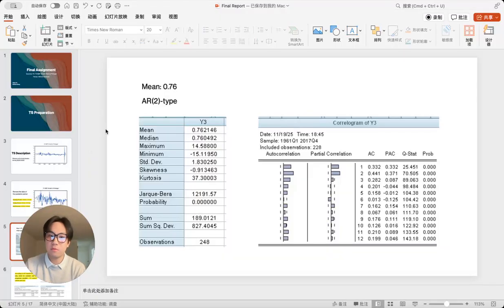Here are some descriptive data statistics and the result of the test of correlation. The ACF shows strong and significant autocorrelation at lags 1 to 2, and the partial autocorrelation function drops sharply after lag 2. This indicates a clear persistence in the series and suggests that an AR2 type model is appropriate, since most dependence is captured by the first two lags.